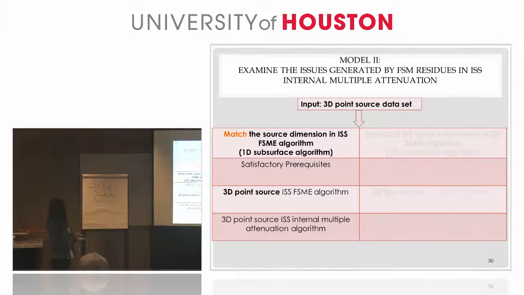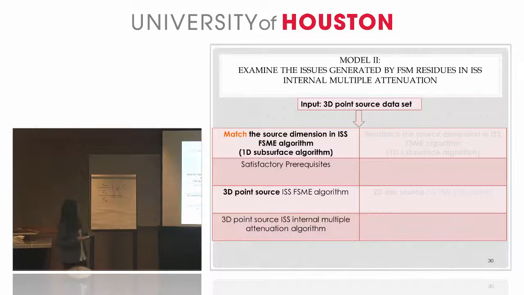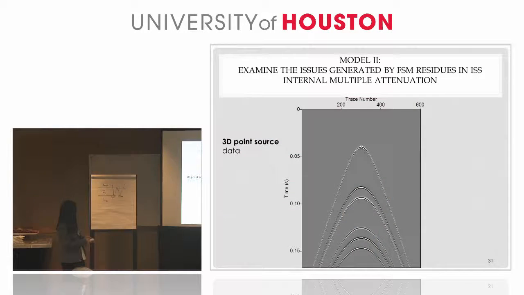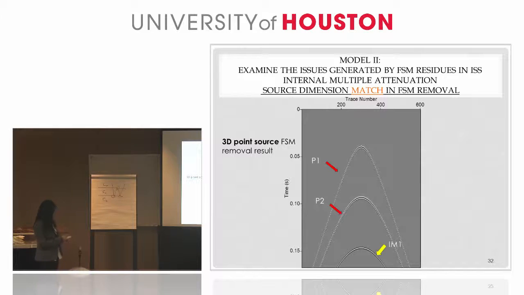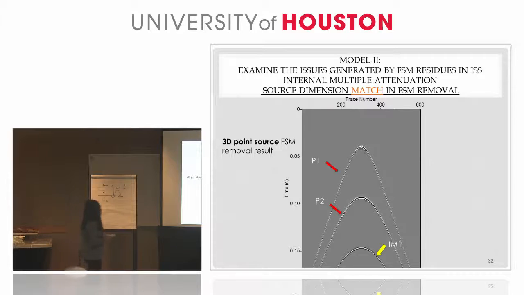So follow the first experiment, which matches the source dimension in the free surface prediction algorithm and the source dimension in the data. We will have the result here. Let's flip back and forth. We can see that all the free surface multiples have been completely removed. We only have 2 primaries and 1 internal multiple. This kind of data satisfies the prerequisites of the internal multiple prediction.